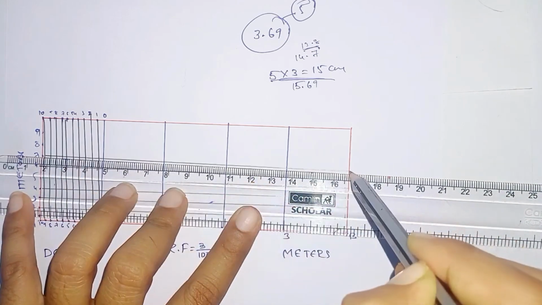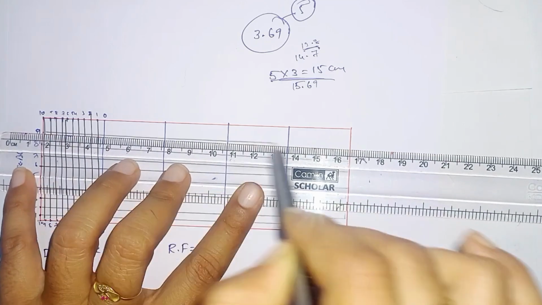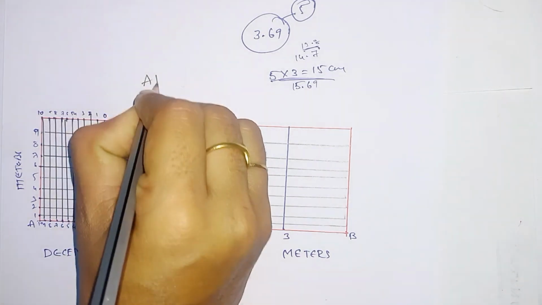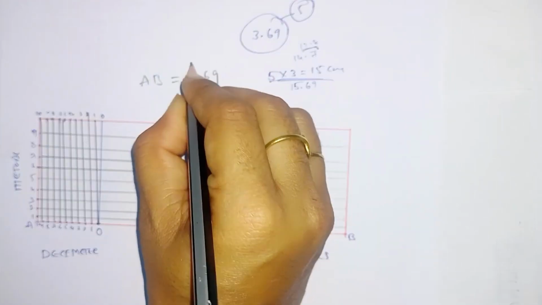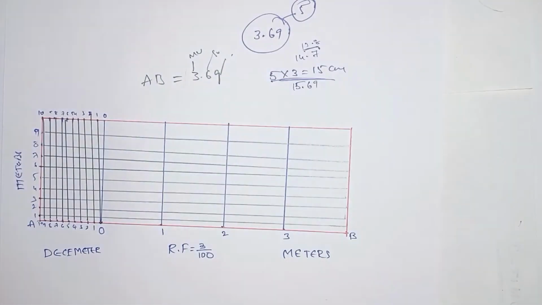The 7, 8, 9 and 10th points we have already drawn. So this is a diagonal scale, and you have to mark on the diagonal scale. AB is equal to, as given in the question, 3.69. 3 is the main unit, 6 is the subunit, 9 is the sub-subunit. You have to mention AB is equal to 3.69.